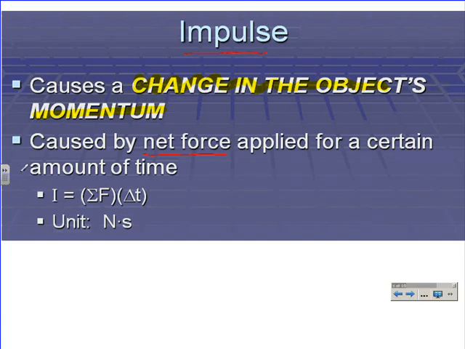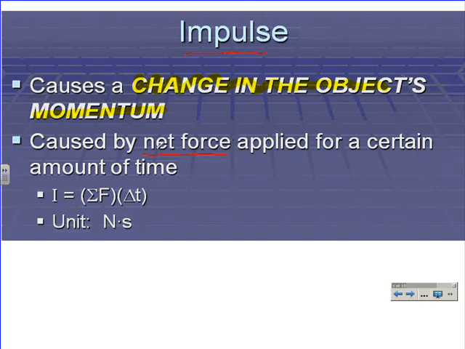We discussed that conceptually a lot in the last chapter, and we looked at the difference between an object that experiences a net force and experiences acceleration and an object that's in equilibrium, where it may experience multiple forces, but those forces are balanced and there is no net force, so there is no change in the motion of that object. So impulse causes a change in the object's momentum.